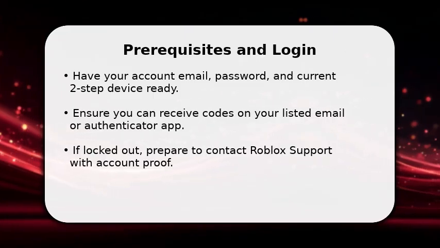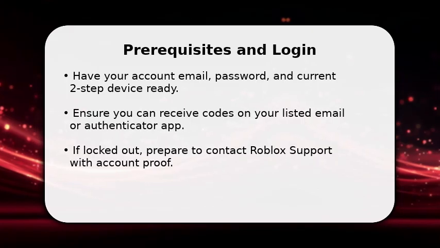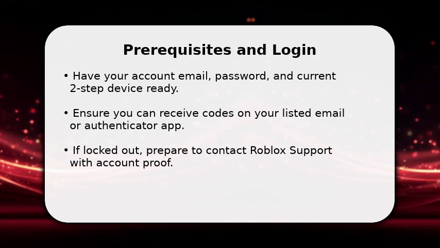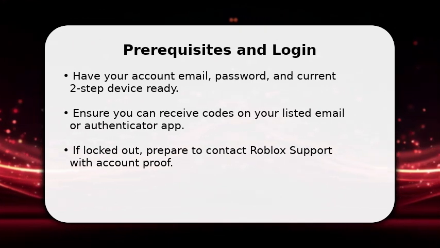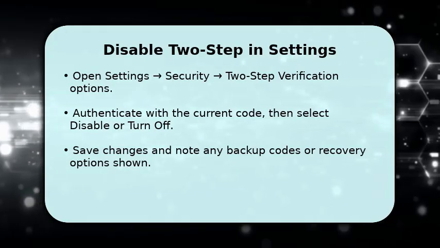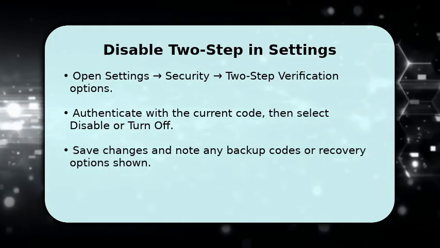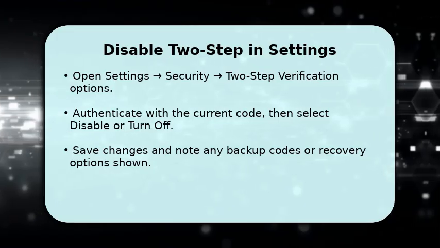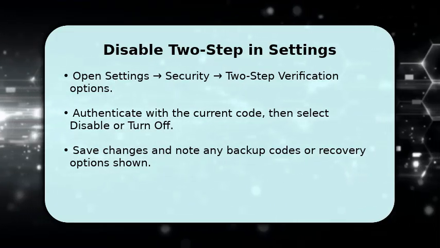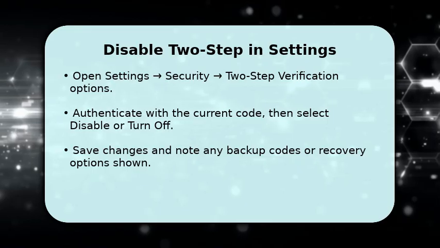Make sure your session is secure, then proceed to the account settings where security options are managed. Now go to Settings, select Security, and locate two-step verification. Once there, you will be prompted to enter a current code from your email or authenticator. Enter it to prove ownership. After authentication, choose the option to disable or turn off two-step verification and confirm.